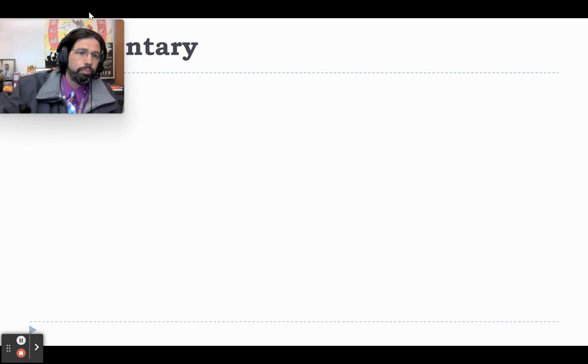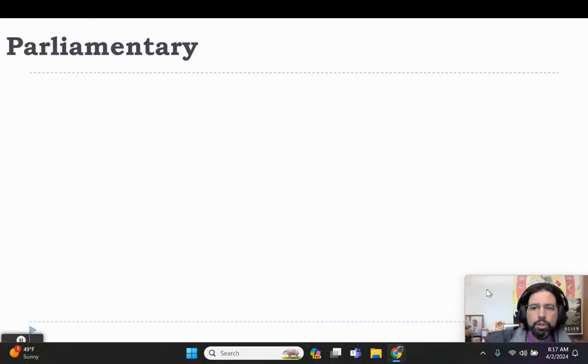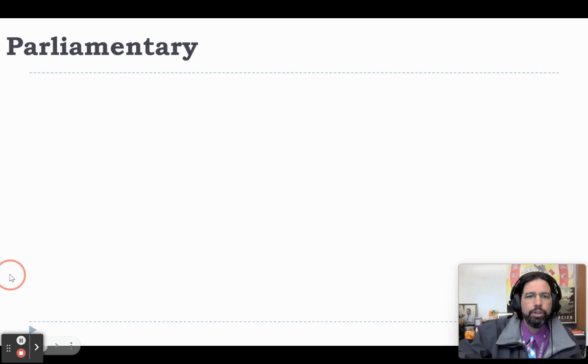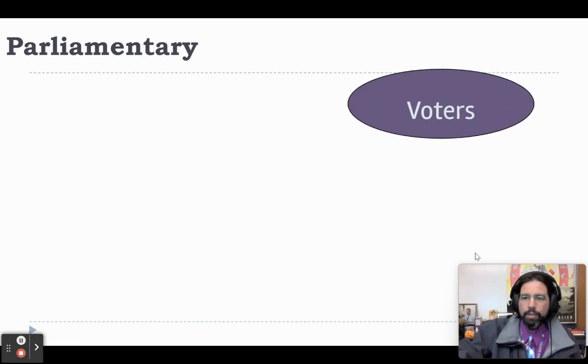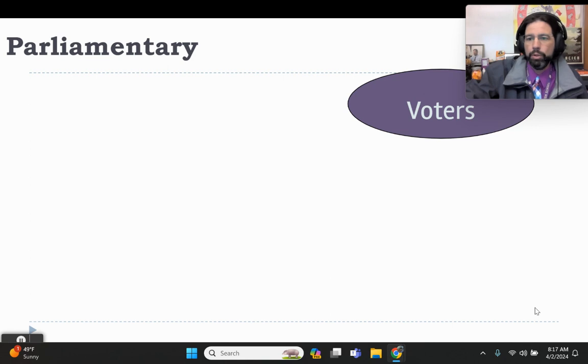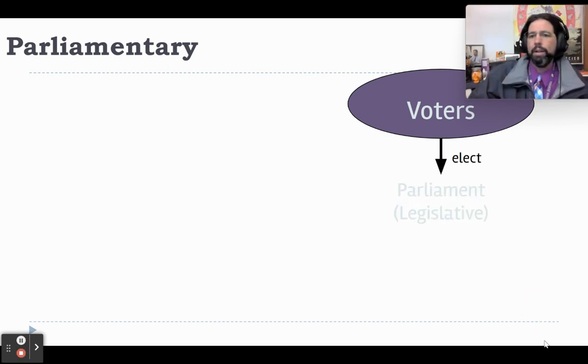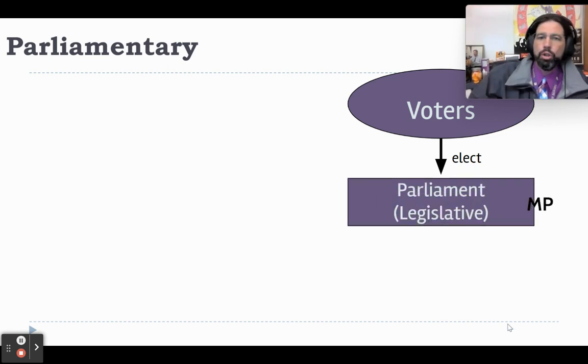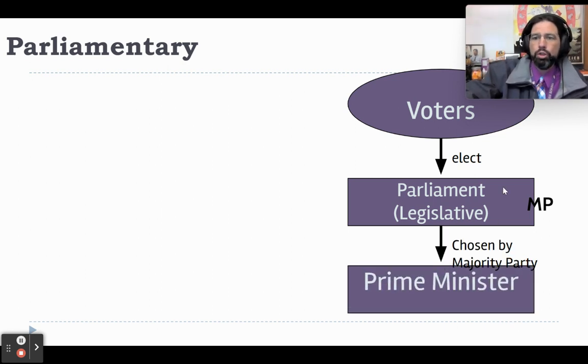All right. Now, let's talk about parliamentary systems, shall we? First of all, every democratic system starts with voters, and those voters are going to cast a vote in a parliamentary system. Who are they going to vote for? They're going to elect parliament, the legislative branch of government. Usually in a parliamentary system, these people that are in parliament are known as MPs, members of parliament. Then you have your prime minister, which is chosen by the majority party within this parliament. And then the prime minister, of course, is going to be the head of government.